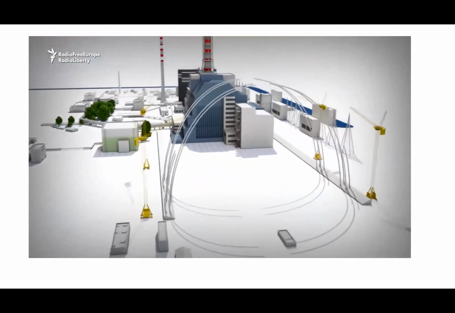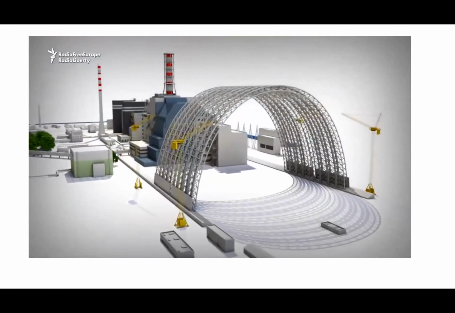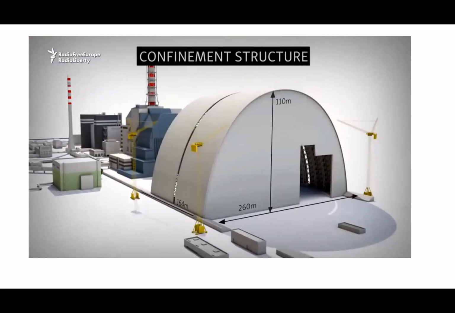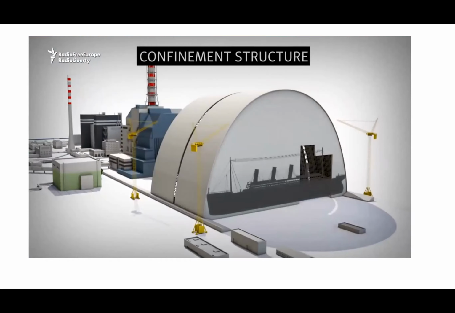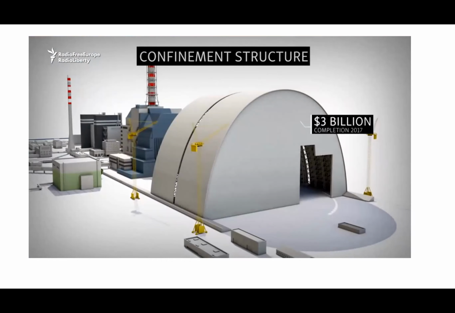With the concrete sarcophagus crumbling, the international community began to build a new confinement structure for Reactor 4. It stands 110 meters tall, higher than the Statue of Liberty, and it's wide enough to fit a ship the size of the Titanic. At a projected cost of $3 billion, construction is scheduled for completion in 2017.